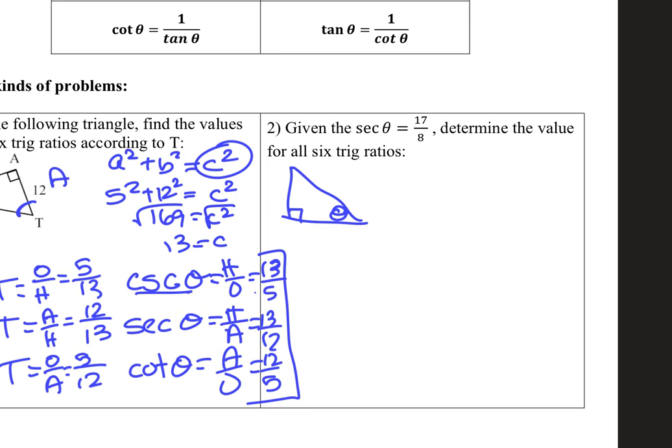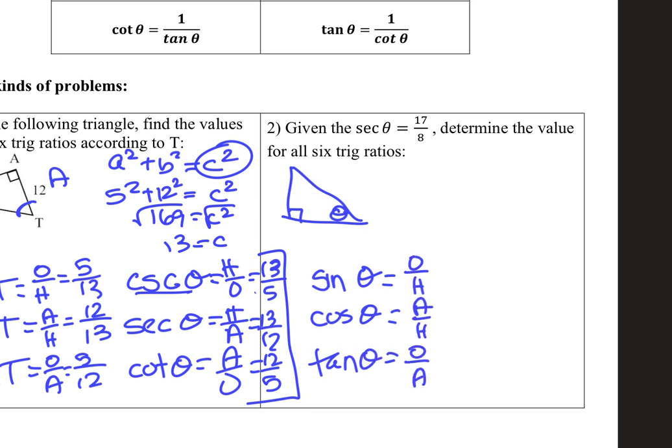So how do I fill this out? I definitely need a right triangle, so let's think about this. We want to find sine, cosine, tangent. Sorry, I'm just going to write these out really quick. And then we need to find cosecant, secant, and cotangent. Okay? And those are the flip.